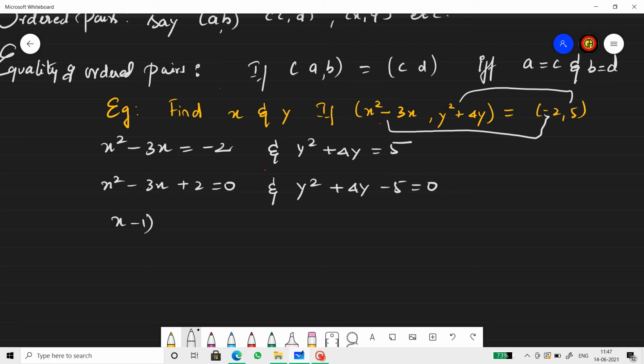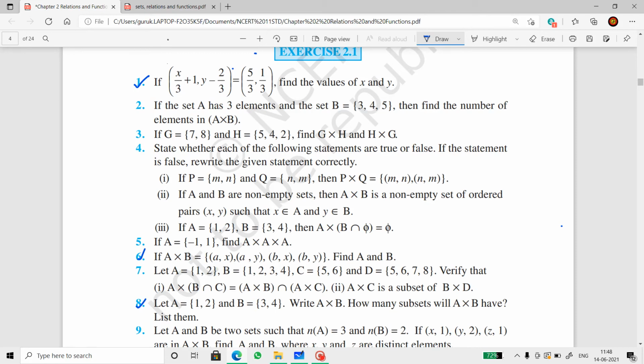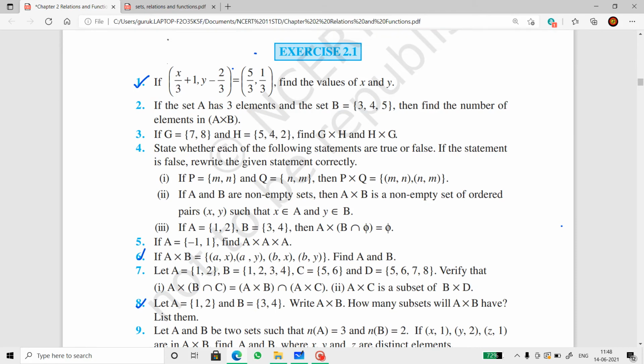So we get (x minus 1) into (x minus 2) equal to 0. Whereas over here (y minus 1) into (y plus 5) equal to 0. Therefore, x is equal to 1, 2 and y equals to 1, minus 5. So this is how we find x, y if the ordered pairs are similar to this. We have sums in the textbook also.